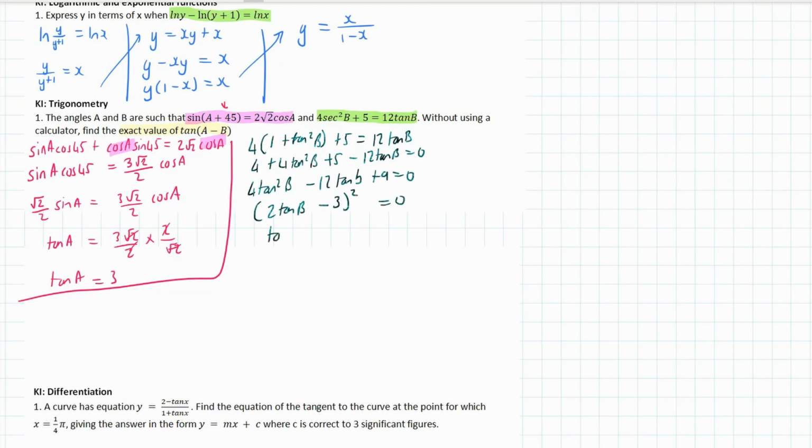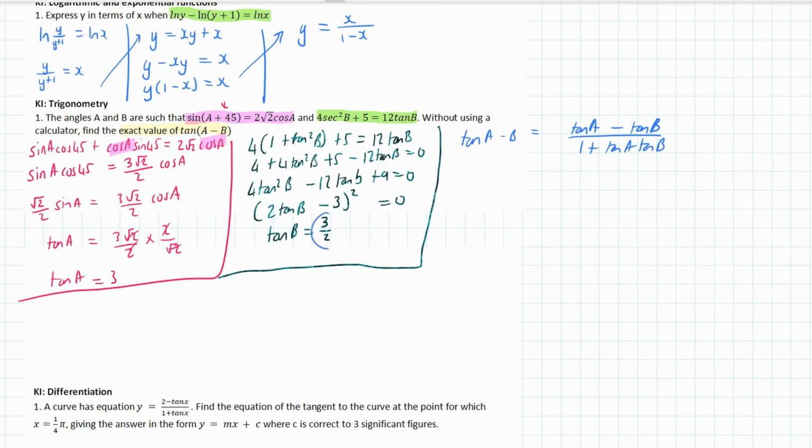So we can say that tan b equals 3 over 2. And now we're on to the last step. Now we have to do this yellow one here, the exact value of tan(A minus B). So remember, tan(A minus B) is equal to, and we've got our identity, our addition rule here. So this is tan A minus tan B all over 1 plus tan A tan B.